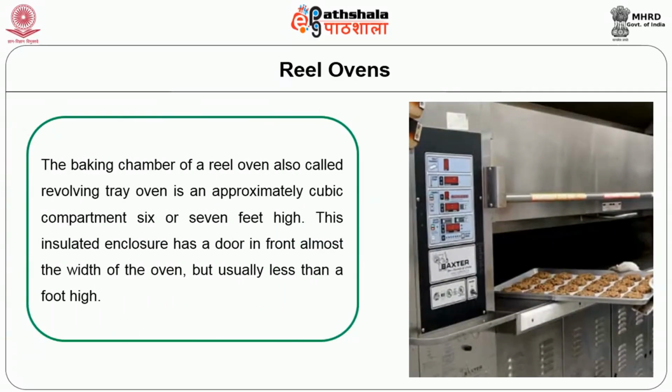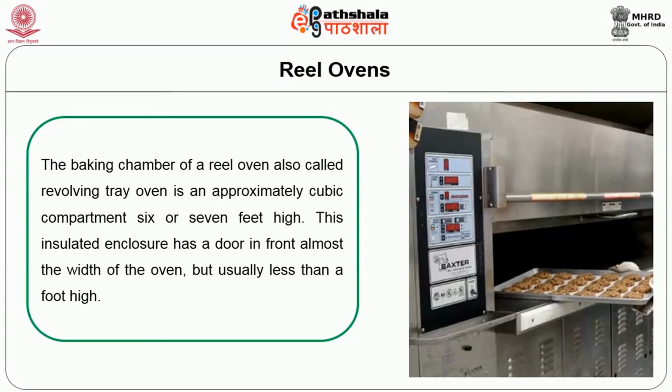Discussing the reel ovens, the baking chamber of a reel oven is also called a revolving tray oven and is an approximately cubic compartment 6 or 7 feet high. This insulated enclosure has a door in front almost the width of the oven, but usually less than a foot high. Inside the chamber is a Ferris wheel type of mechanism that moves 4 to 8 shelves in a circle centered on the sides of the oven, so that each shelf is brought past the door during every rotation.